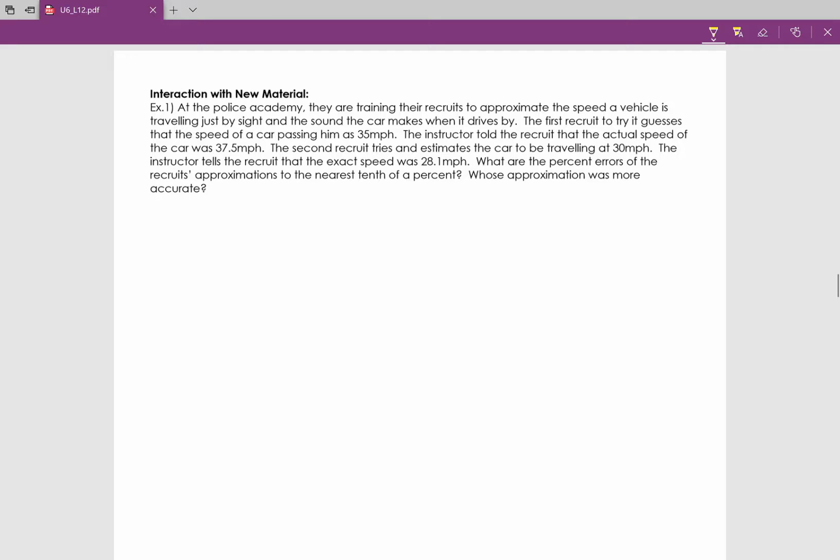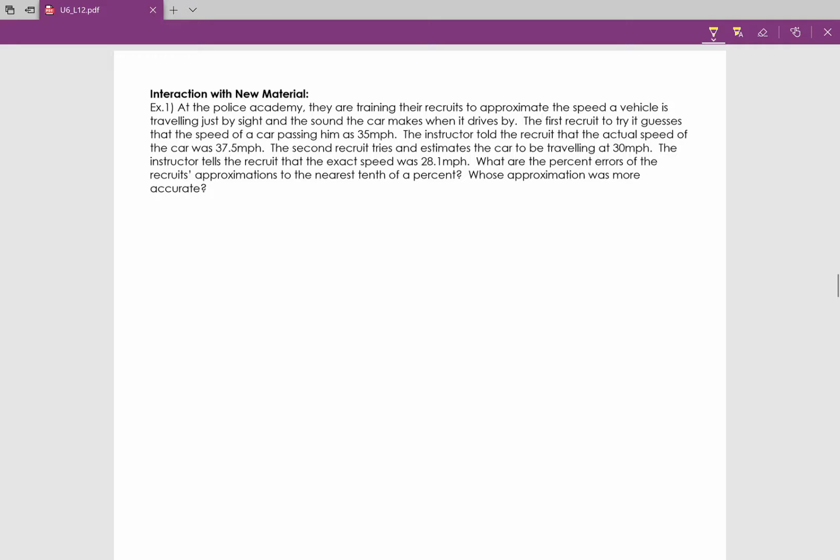The second recruit tries and estimates the car to be traveling at 30 miles per hour. The instructor tells the recruit that the exact speed was 28.1 miles per hour. What are the percent errors of the recruit's approximations to the nearest tenth of a percent? Whose approximation was more accurate?